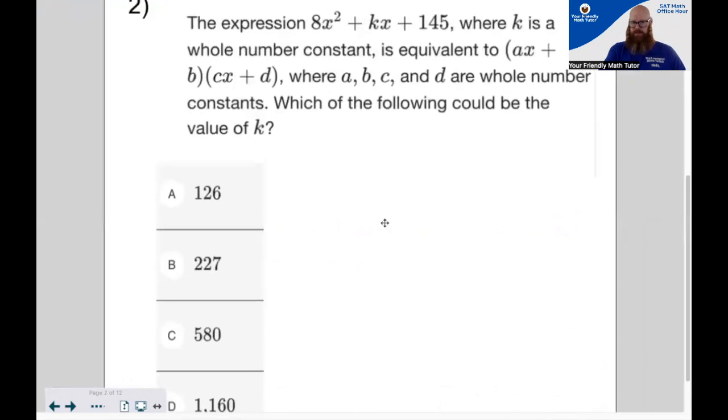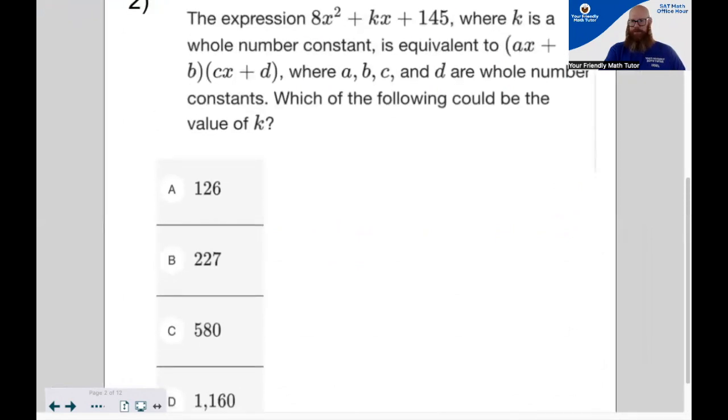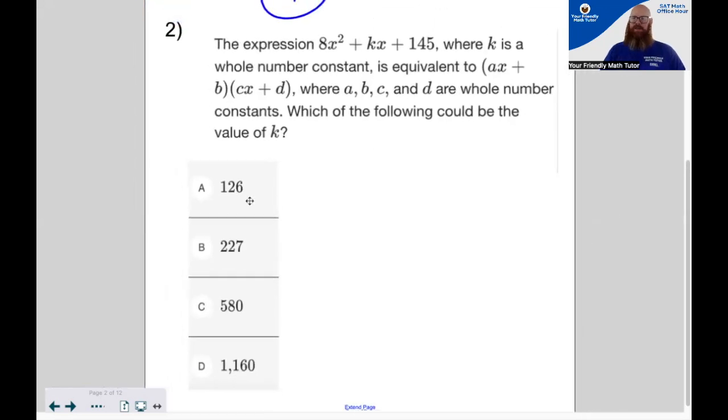And take a look at this one. This one is interesting. Here, let me make it a little smaller. Okay. So we have this expression, and it's equivalent to this where A, B, C, and D are whole number constants. All that's telling us is that it does, in fact, factor. If they were not whole number constants, then we wouldn't have rational solutions, and therefore it would not factor. All right. So that's all that's telling us, that this factors.